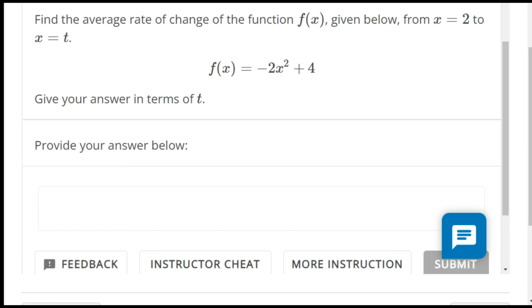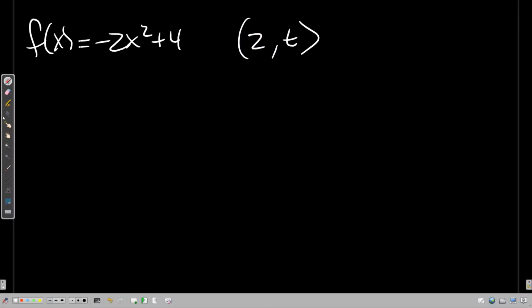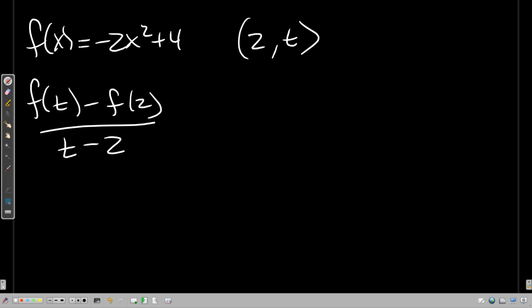The function here is -2x squared plus 4, and our interval is from 2 to t. Okay, f of t minus f of 2 over t minus 2. Don't let anybody tell you that this is not the difference quotient. They're wrong. Not technically, I mean, on a technicality, they're not mistaken. But with a simple replacement, this is precisely the difference quotient.